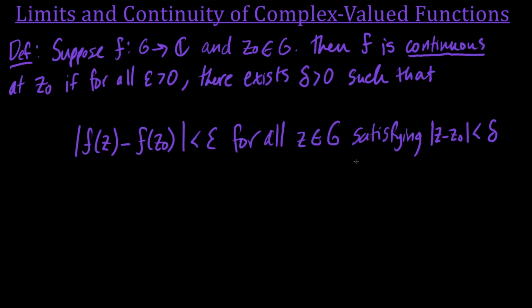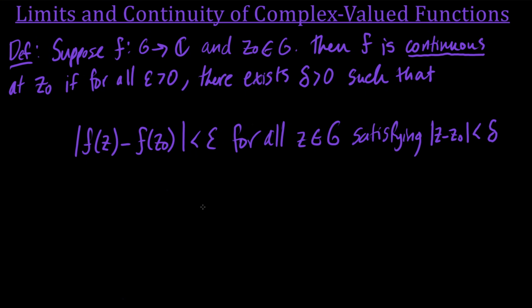All right, so here's the epsilon delta definition of continuity. So suppose that f is a function from g to c and z0 is in g. Then f is continuous at z0 if for all epsilon greater than 0, there exists delta greater than 0 such that the modulus of f of z minus f of z0 is less than epsilon for all z in g satisfying that the modulus of z minus z0 is less than delta. And so this is very similar to the definition of the limit.